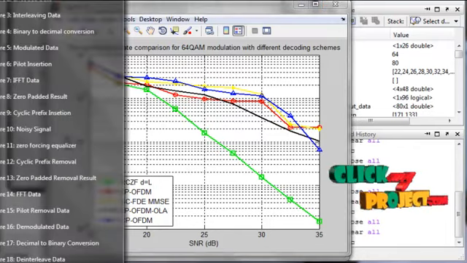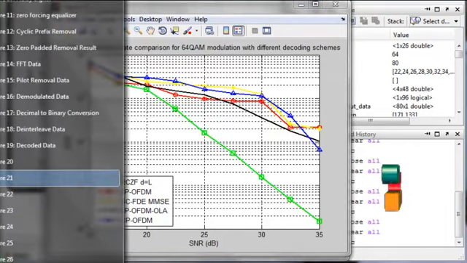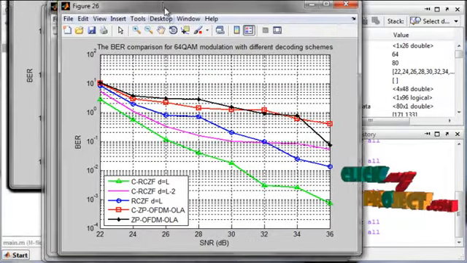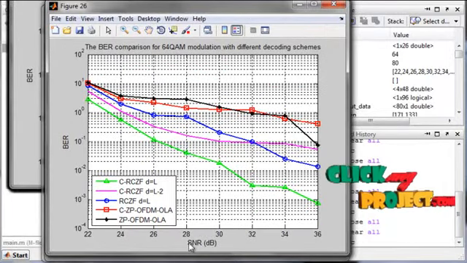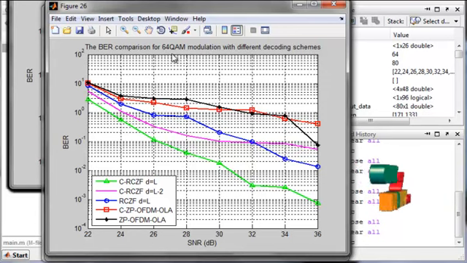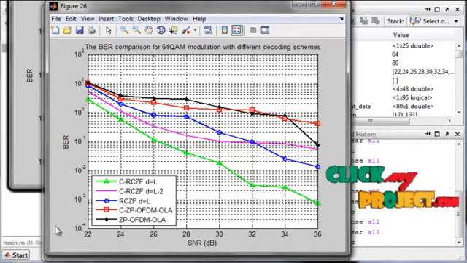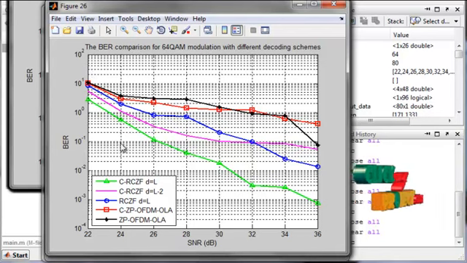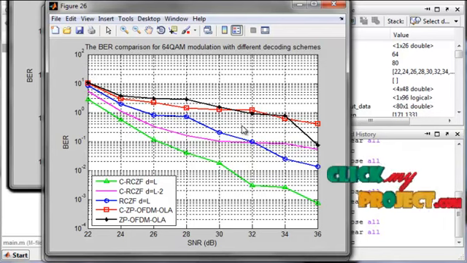The next result is shown in bit error rate. So this is the bit error rate graph of the product. The bit error comparison of 64 QAM modulation with different decoding schemes. This is SNR versus BER. In this graph also, our proposed one is minimized compared to all the existing results.